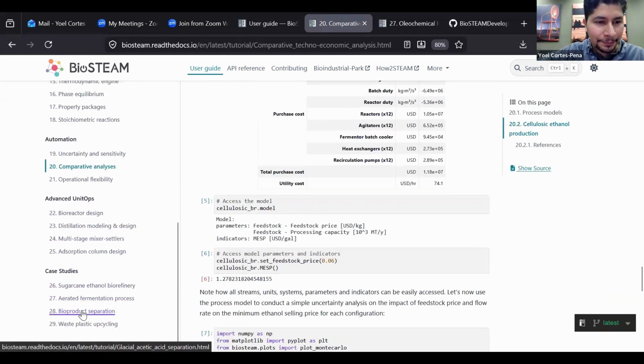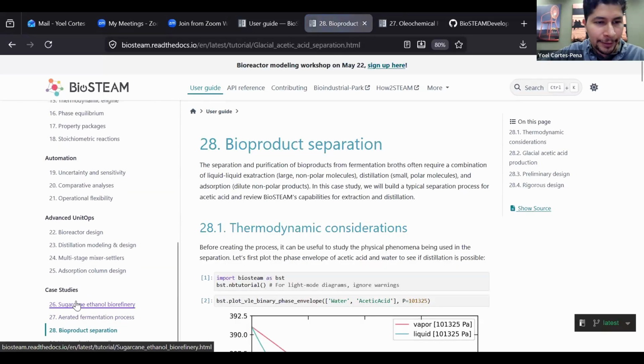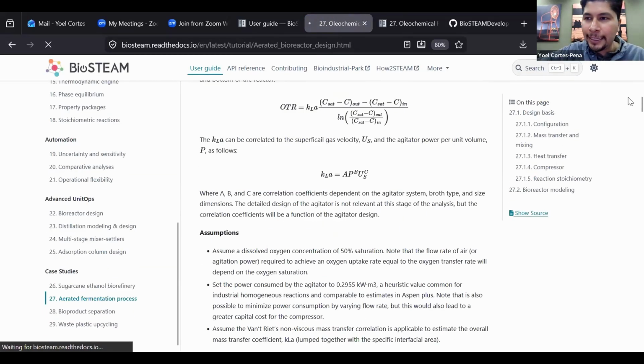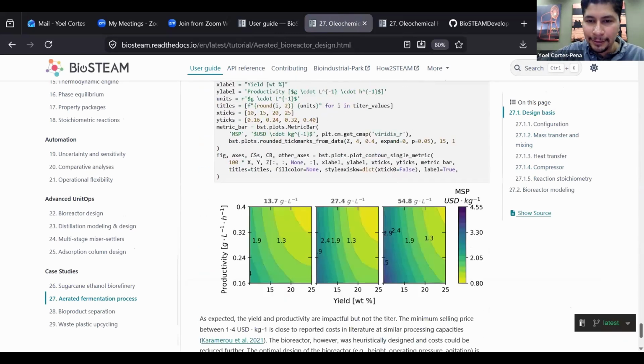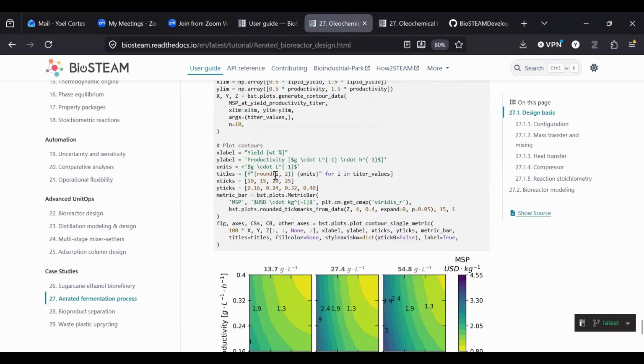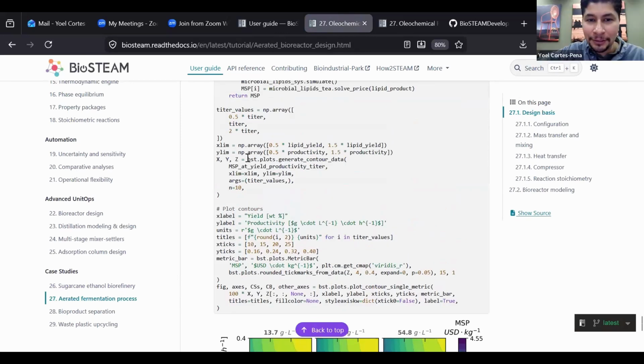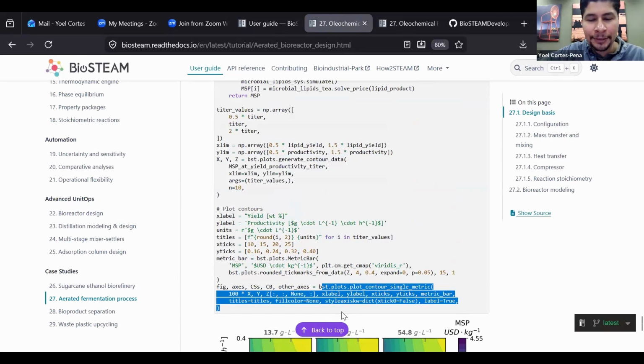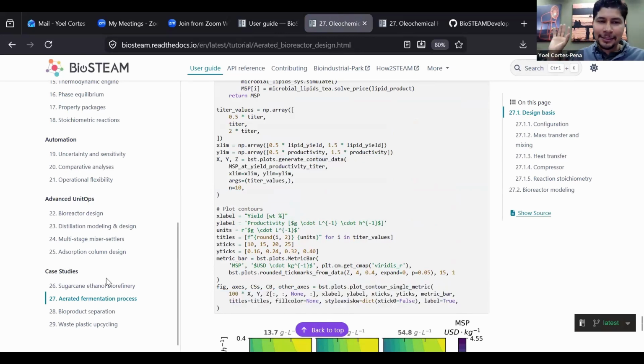And then in the, what's it called? Not bioproduct separation. Here we go. This heat map, or similar surface plot. You can copy this to generate the data that you require and plot your metric. So that's mainly what BioSteam features in terms of plotting these analyses. Then I recommend using ChatGPT if you're looking to make different kinds of plots.